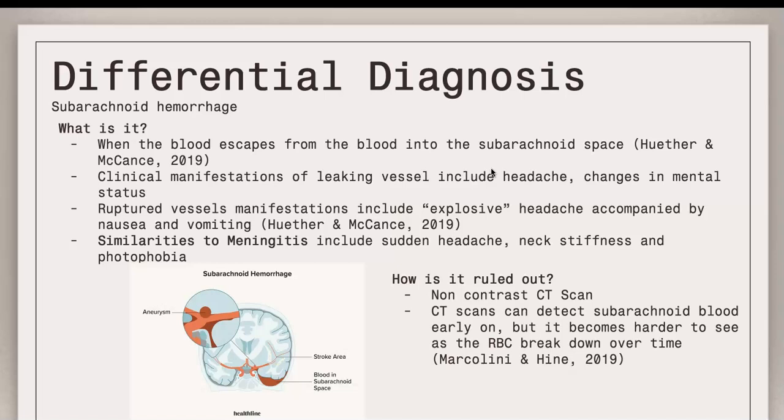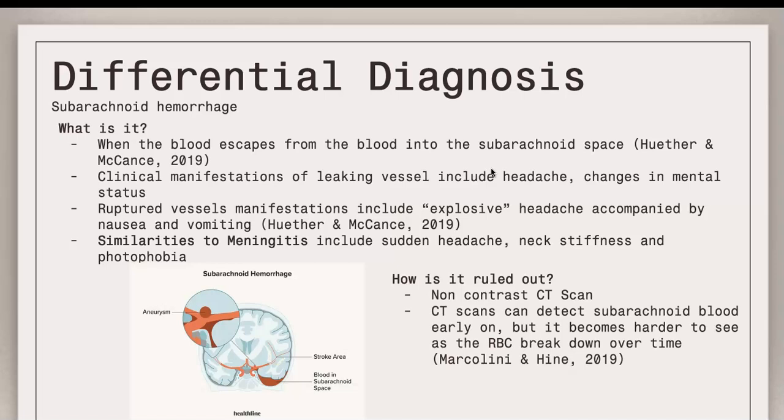This bleeding is usually caused by a ruptured cerebral aneurysm. According to Herther and McCann's, when a blood vessel begins to leak, the patient may experience symptoms such as headache or changes in mental status. But when the vessel fully ruptures, it can cause a sudden, severe, or what's called an explosive headache, and it's often accompanied by nausea and vomiting.